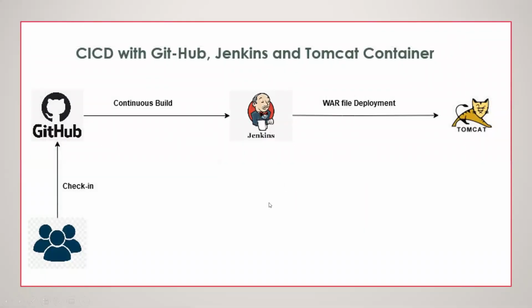So this is the flow for this demo. The user will check in the code in GitHub, and Jenkins will create the build using Maven and deploy this war file to the Tomcat server. So here we will use two AWS machines, one for Tomcat, the other for Jenkins.